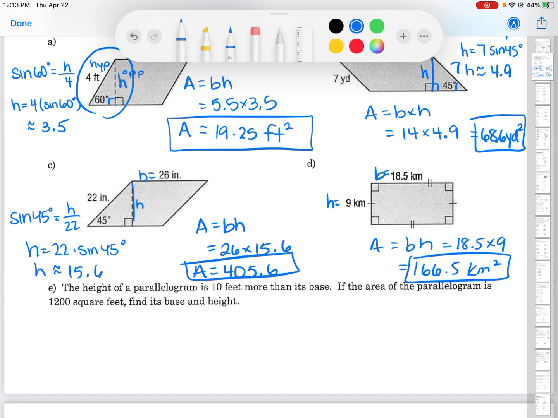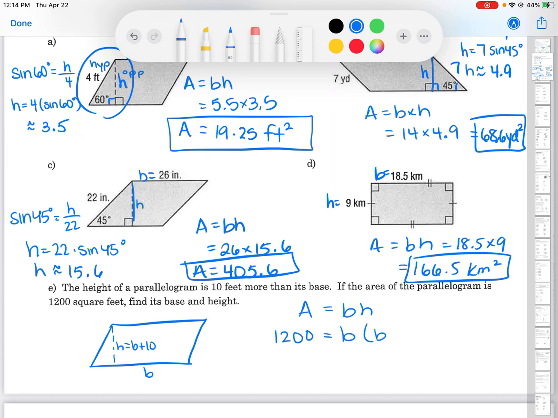All right. The height of a parallelogram is 10 feet more than its base. So we have a parallelogram. Here's the height. The height is 10 feet more than its base. So the height would really be equal to the base plus 10 feet. We know what the area is. We know area equals base times height. They're telling us the area is 1,200. We don't know the base, but we know the height is the base plus 10. Now we can figure out the base and the height.